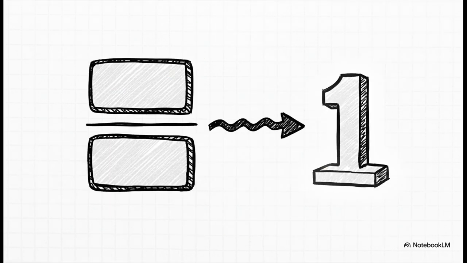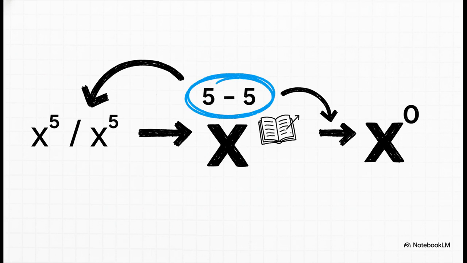To crack this, let's start with a fact that is just 100% true, no debate. You take anything, literally anything, let's call it x to the 5th, and you divide it by itself. What do you get? You always get 1. Always. Simple as that. Okay, but now let's look at that exact same expression, x to the 5th divided by x to the 5th, but through a different lens.